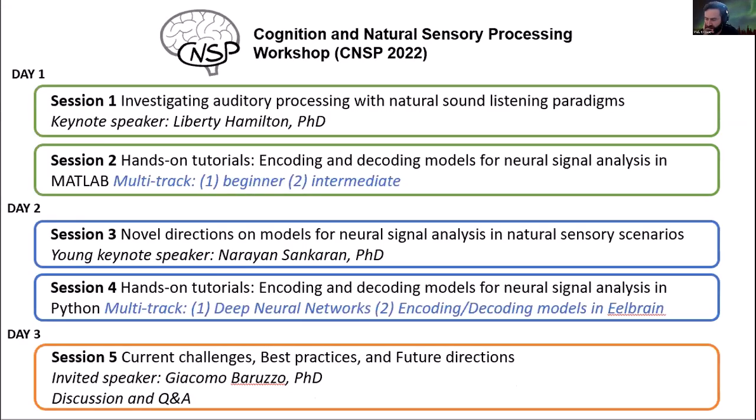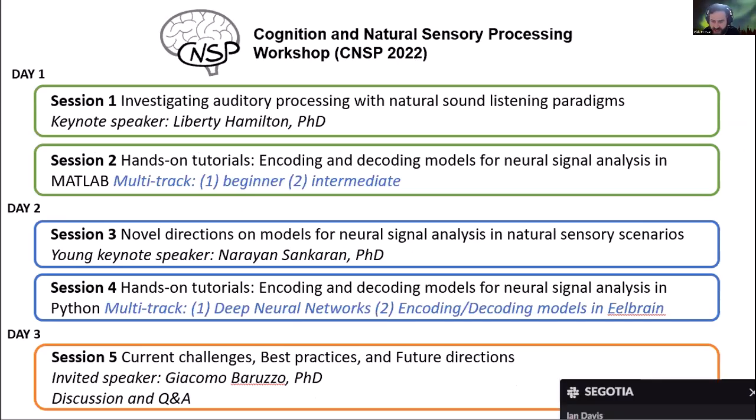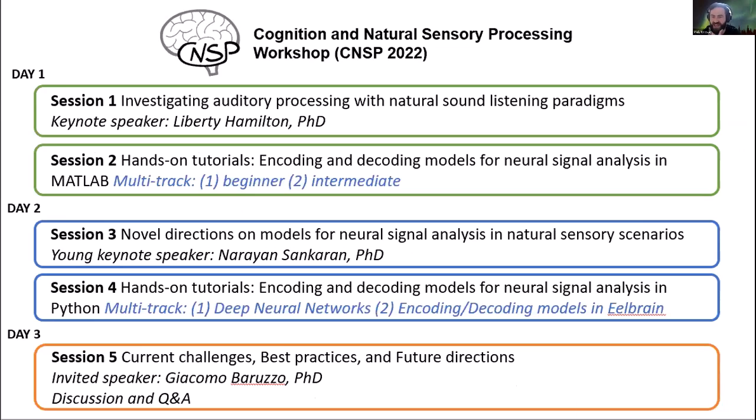So just a brief overview then of the workshop itself. So today we're going to kick off with session 1 on investigating auditory processing with natural sound listening paradigms. And we'll have our keynote speaker, Dr. Liberty Hamilton. Then in the, well, I won't say afternoon because I don't know what time zone everyone's coming from, but at 6, Irish time, then we'll get into our hands-on tutorials on encoding and decoding models for neural signal analysis in MATLAB.